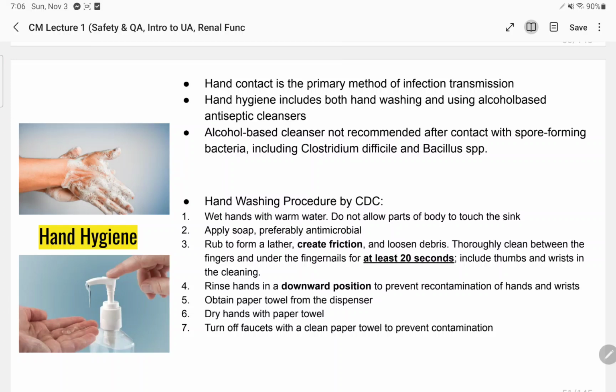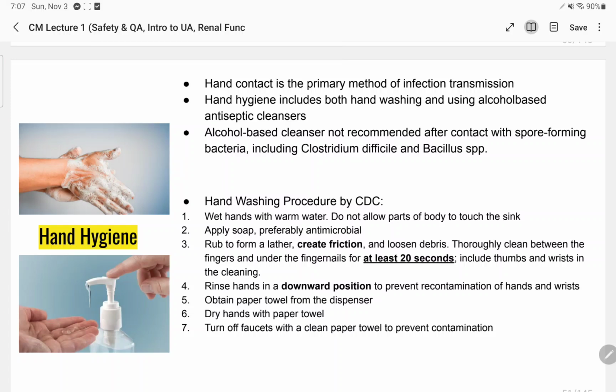So as what I've mentioned a while ago, hand hygiene meaning hand washing and the use of alcohol-based antiseptic cleanser. And please take note, kay ang alcohol-based cleanser, dili ni siya gina-recommend after you handle spore-forming bacteria like your Clostridium difficile and your Bacillus species. So if nag-handle ka ani nga mga types of bacteria, manghunaw gyud. Okay, manghunaw gyud, pangita ug paagi makahunaw ka. Okay, so alcohol-based cleanser, these are just supplementary or substitute in case dili gyud possible ang hand washing. But if pwede ka mahunaw, manghunaw gyud.